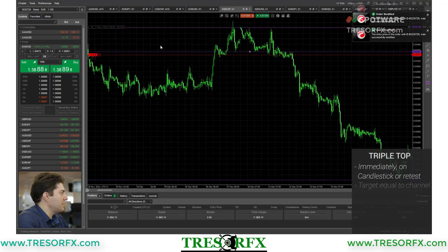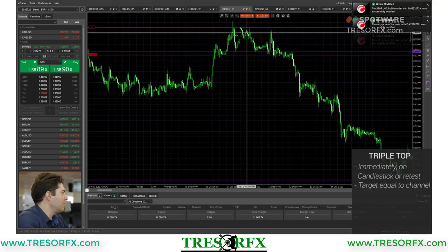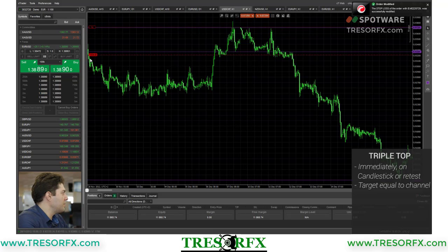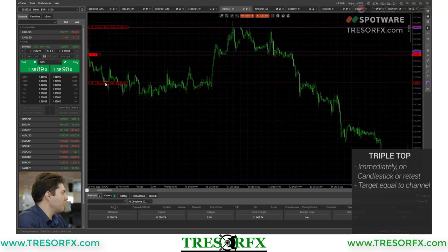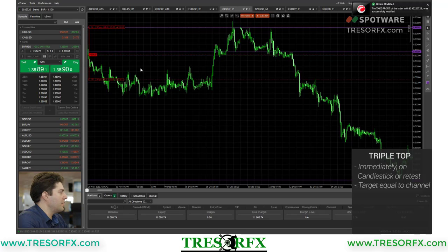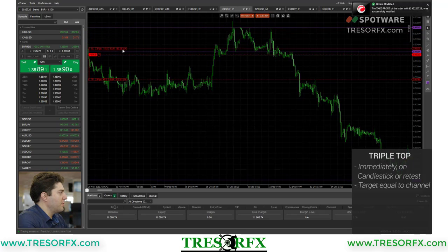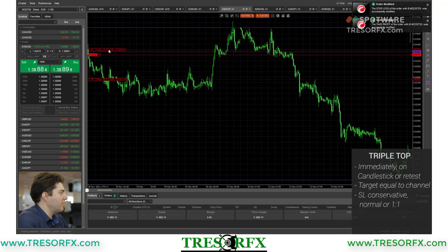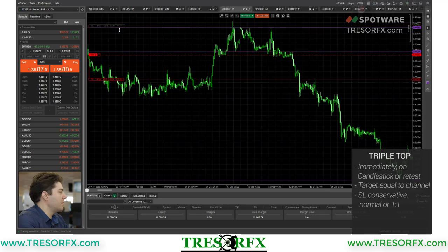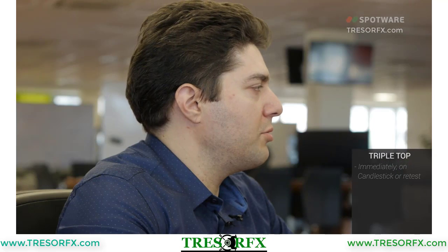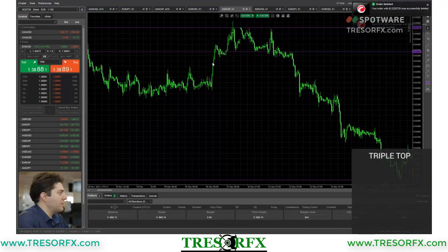Same target, same as the height of the channel. In this case it's 50 pips, so your target is going to be 50 pips, or 45 if you want to be sure. Your stop loss can be conservative, up on the top of the channel or the candlestick, or less conservative like the previous swing, which is the best stop loss in this case. Or you can go 1-to-1, above the resistance. This is also a reversal pattern. It's found after trends.